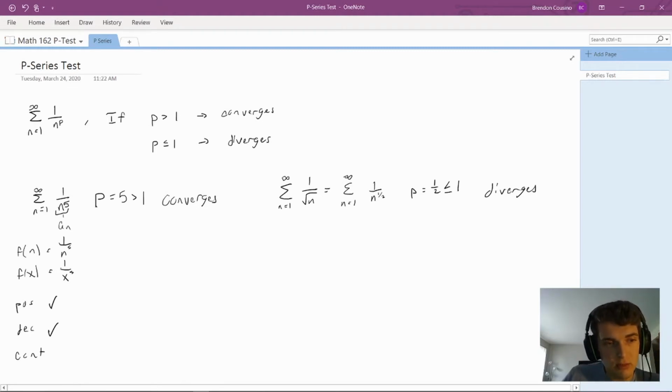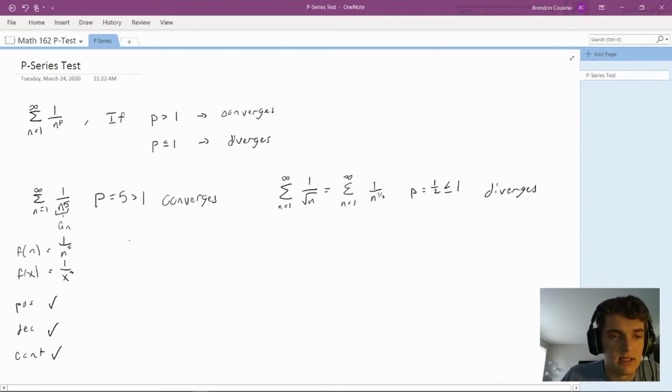So the only point that this function is discontinuous is when our denominator is equal to 0. So that would be x is equal to 0. But our interval is ranging from 1 to infinity. So we know we're continuous on the interval. Okay, so we can go ahead and check that last one off, and then we can go ahead and run through the integral test real quick.